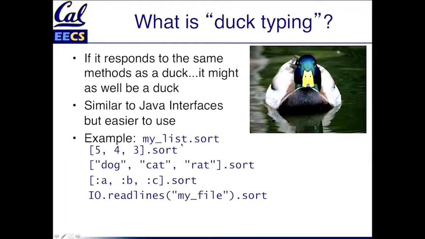So as an example, if I call sort on my list, what does that actually mean? Well, suppose my list is something like this array of integers. You can imagine what it would mean for sort to operate on that. What if it was a list of strings? You can imagine what it means for sort to operate on that. Or even a list of symbols. Or even what you get back from I/O read lines, which is all of the lines in a file one line at a time, right? This last one is basically a way of saying sort this file. So why does this work?